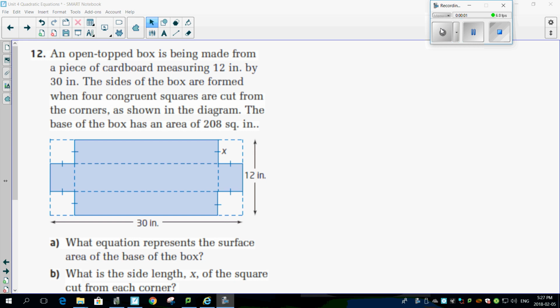Okay, last two podcasts in this unit, I promise, are going to be real sweet. They are going to be practical application questions, which are really, really cool.